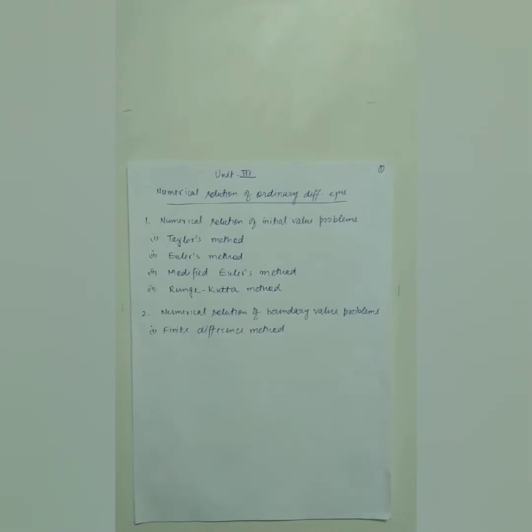Today we start the numerical solution of ordinary differential equations. It consists of two parts. The first part is numerical solution of initial value problems, and the second part is numerical solution of boundary value problems. In the first part we have different methods, but here we will study four methods only. The first method is Taylor's method, the second is Euler's method, the third is modified Euler's method, and the fourth is the Runge-Kutta method. When we discuss numerical solution of boundary value problems, we study the finite difference method. So first we will see what an initial value problem is, and then we start our methods.